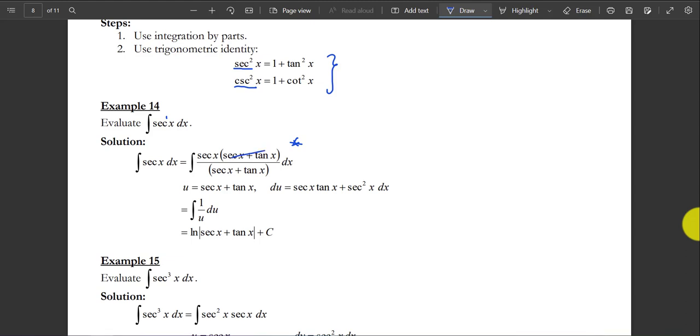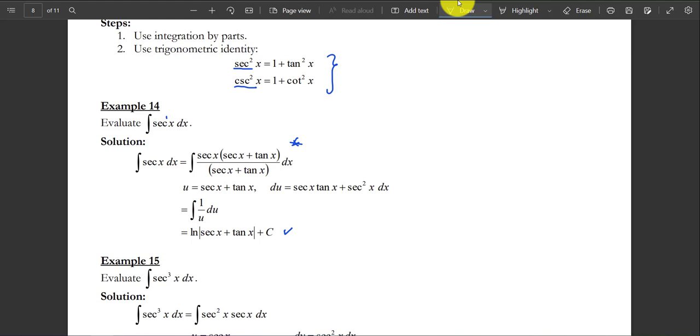Actually, if this is not there, kalau tak ada pun, dia sebenarnya adalah integration of secant x sahaja kan. But purposely we are adding it to make our substitution work. So sebenarnya memang ini dia caranya untuk integrate secant x. Dan sebenarnya awak boleh ingat je integration of secant x akan dapat ln secant x plus tangent x. So we are doing substitution u equals secant x plus tangent x.